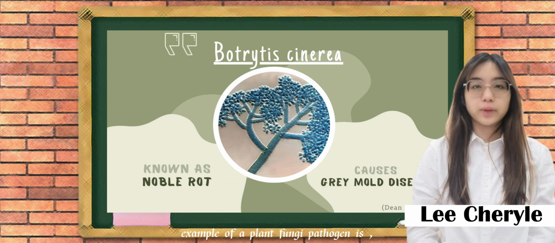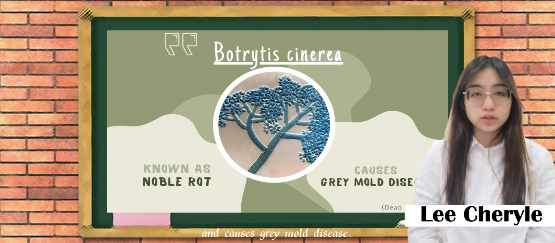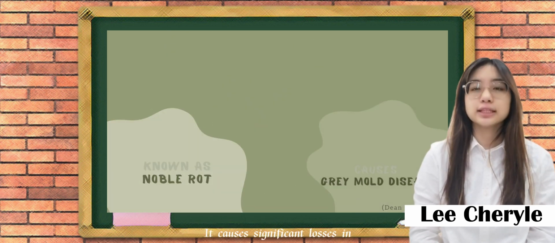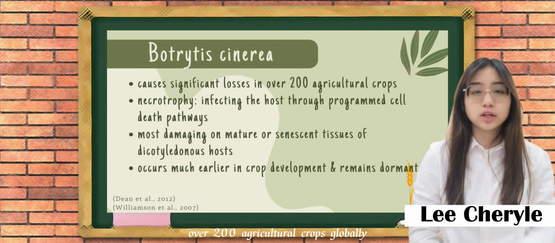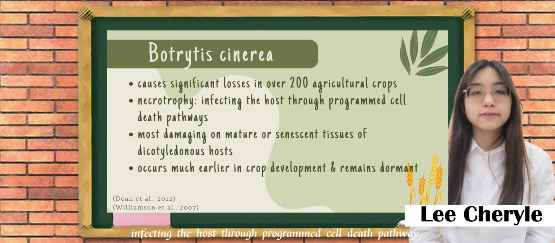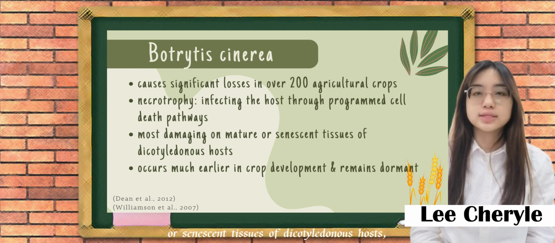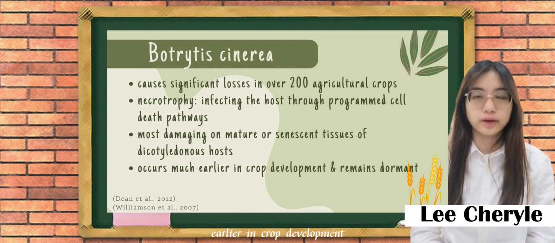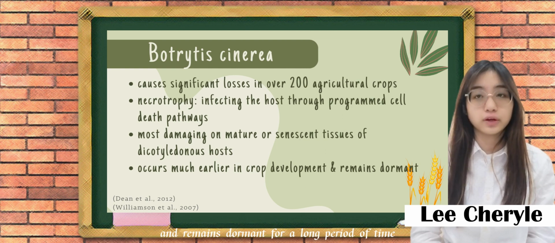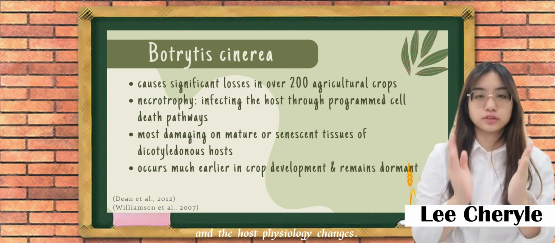The other example of a plant fungal pathogen is Botrytis cinerea, which is also widely known as noble rot and causes grey mold disease. It causes significant losses in over 200 agricultural crops globally. The fungus is classified as a typical necrotroph, infecting the host through programmed cell death pathways. It is most damaging on mature or senescent tissues of dicotyledonous hosts, but it normally gains access to such tissues much earlier in crop development and remains dormant for a long period of time before quickly rotting tissues, when the environment is favorable and the host physiology changes.